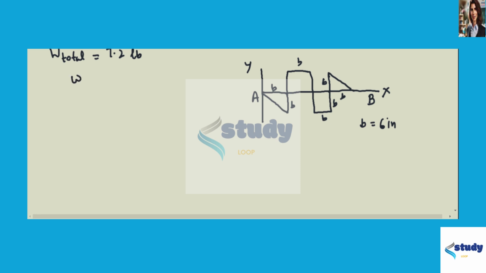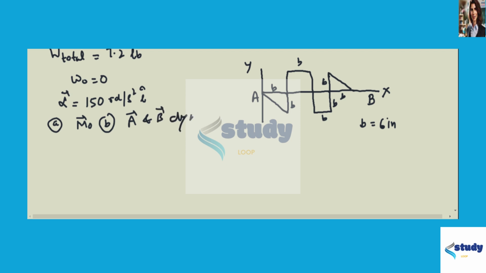The assembly is initially at rest when a couple M0 is applied on the axle AB. Knowing that the angular acceleration is 150 radian per second square, I have to calculate the couple applied on the axle and the dynamic reactions at A and B.